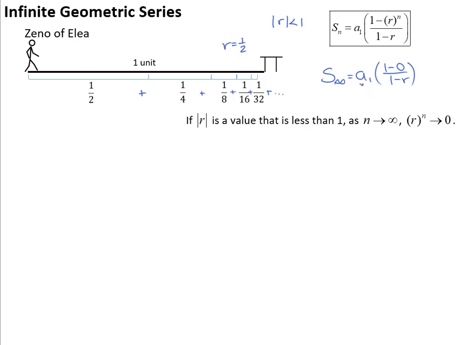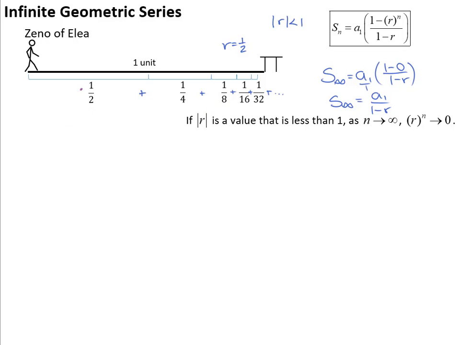And this a sub 1, if we put this over 1, we could multiply the top by it. So we'd have the first term times 1, which is just the first term, over, and in the bottom, 1 times 1 minus r is 1 minus r. This is the formula: if the absolute value of r is less than 1, the infinite sum can be found with this formula. So let's use our brand new formula here and find the summation for Zeno.